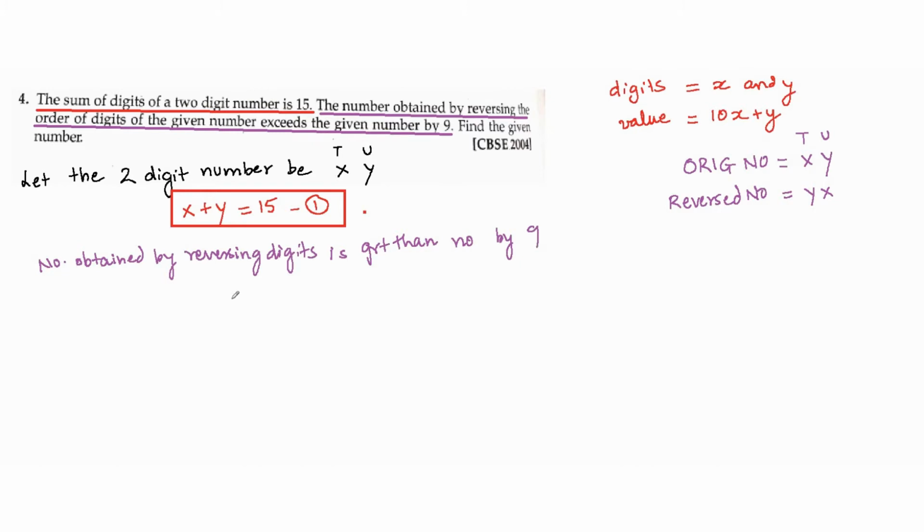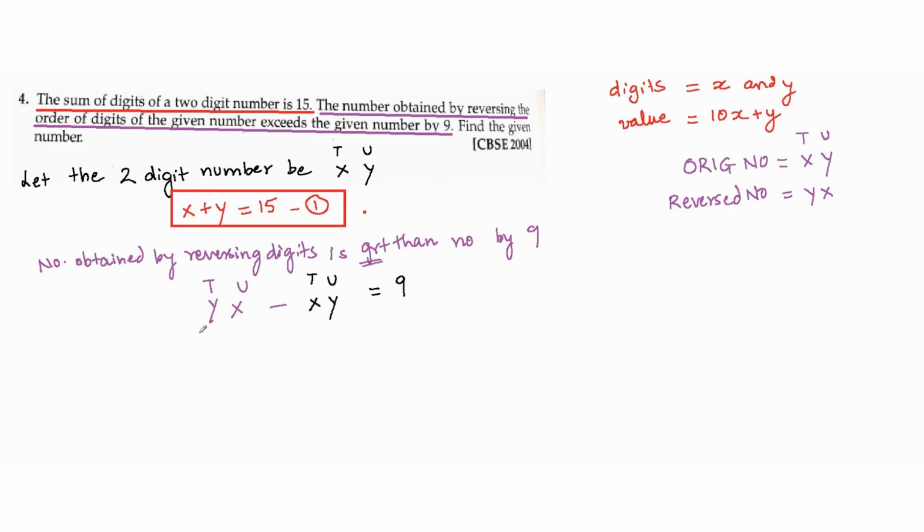That means the number obtained by reversing the digits is yx minus, when I have to figure out by how much it is greater than, I of course subtract, right? So the reversed number is greater than the original number by 9. Please don't consider this as yx minus xy, that is y into x minus x into y.